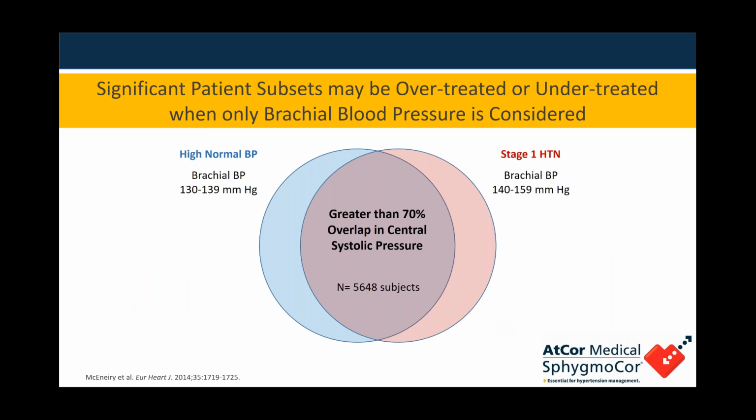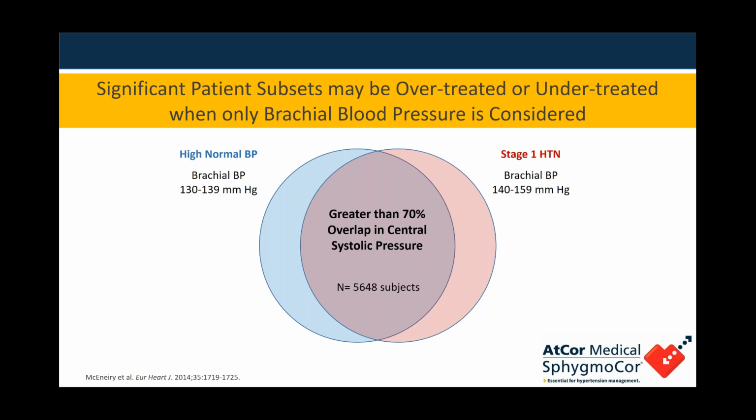Here we see a Venn diagram from the Anglo-Cardiff 2 central blood pressure evaluation, showing that the difference in brachial and central blood pressures has significant consequences with respect to treatment decisions. But what we see here is a marked overlap in central blood pressures when patients are stratified into two groups according to either brachial or peripheral blood pressures, with stage 1 versus high normal blood pressures.